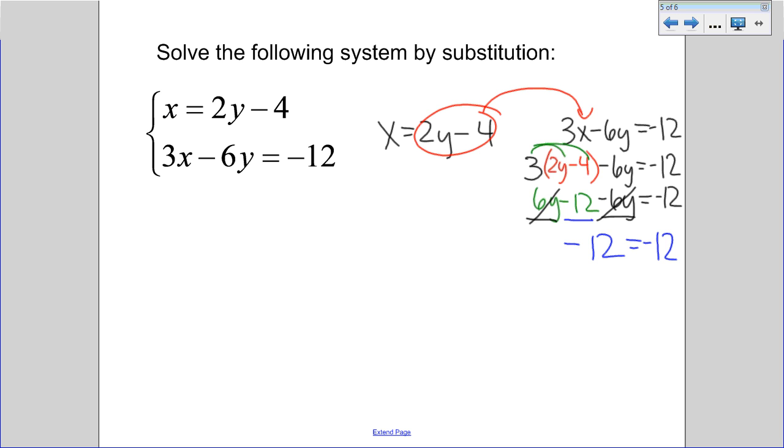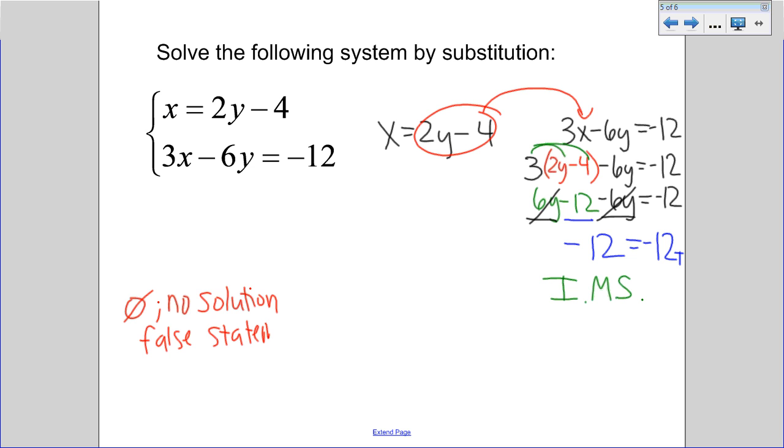So let's identify what we have here. We have a true statement. And so because this is a true statement, everything is going to work. We're always going to have negative 12 equals negative 12. We're always going to have a true statement there. And so what that means is that this is infinitely many solutions. All right? We will have no solution, so either the null set or no solution, if we have a false statement, which means we have two unequal sides.